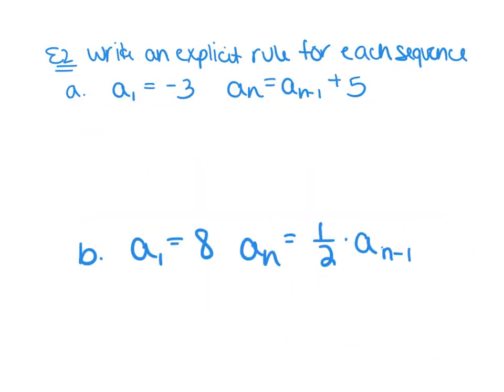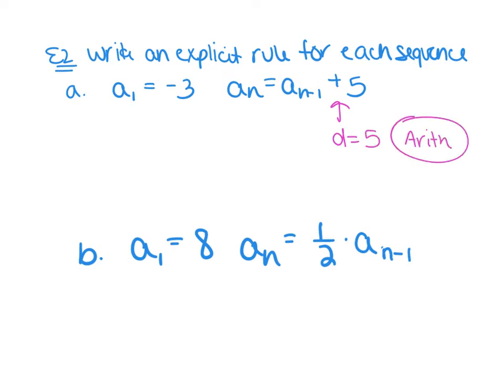All right, now we're going to go the other way. So I'm giving you the recursive rule, and we're going to write the explicit rule. So what we want to determine first is if we have an arithmetic or geometric. So in part A, notice that we're adding 5 to our previous term. So that's your common difference, which makes it an arithmetic sequence.